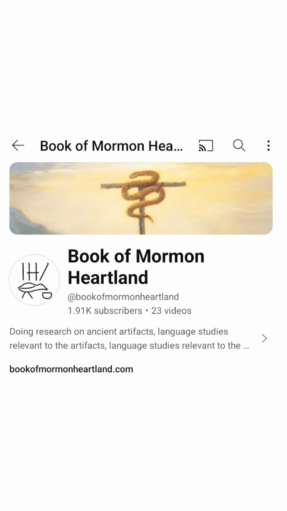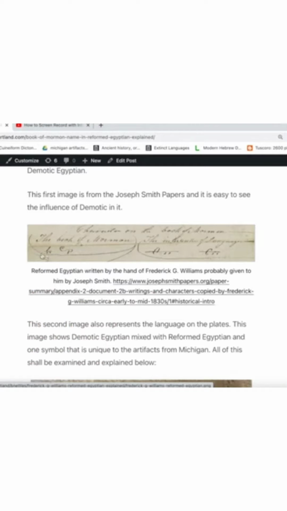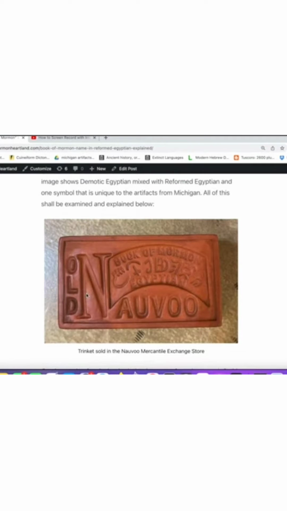Same thing would be with Reformed Egyptian. What is it? What does it actually look like? From YouTube, a group called the Book of Mormon Heartland has a video on Reformed Egyptian. What they found in the Joseph Smith papers was something from Joseph Smith given to Frederick G. Williams, where he wrote the Book of Mormon in this Egyptian and then translated it. And they also show the Egyptian that was on the Nauvoo block. The author downloaded the Chicago Egyptian Dictionary and shows that this is Egyptian.